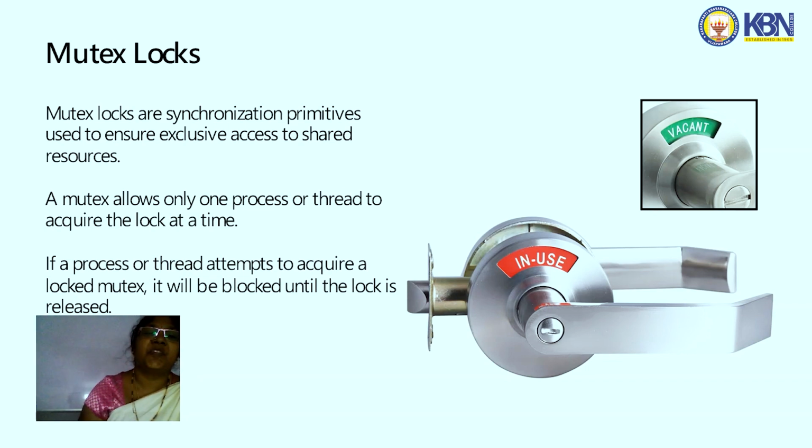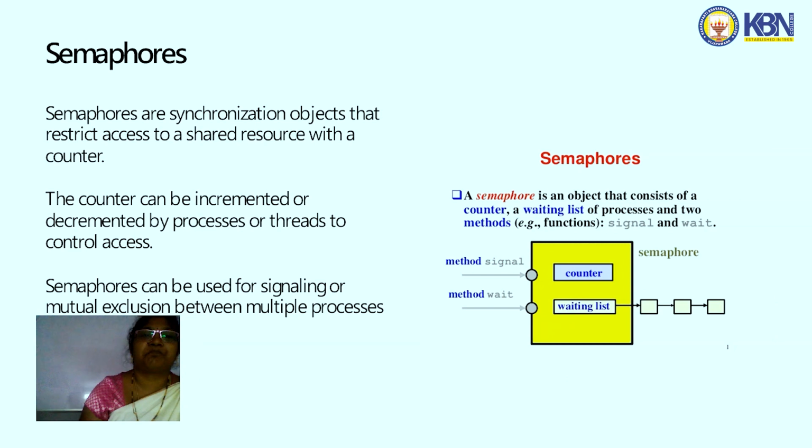If a process or a thread attempts to acquire a locked mutex, it will be blocked until the lock is released. The lock will be released after completion of the process. Then after that, go for the next one.